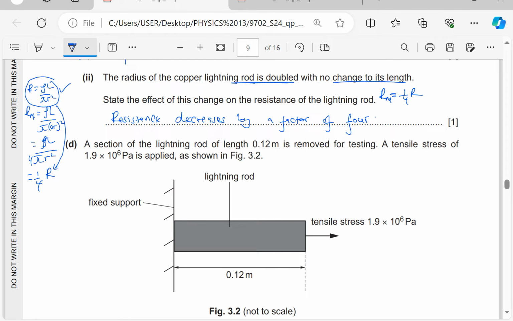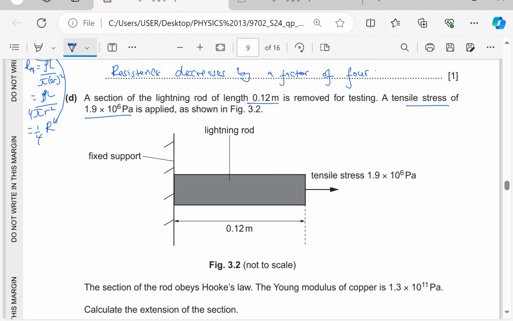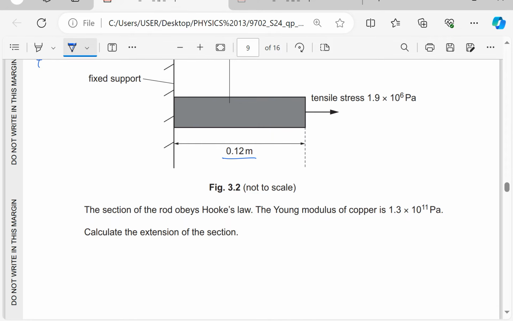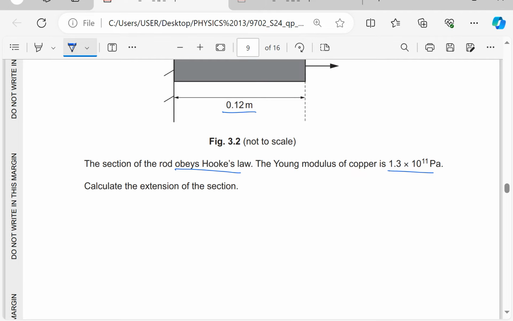Then a section of the lightning rod of length 0.12 meters is removed for testing. A tensile stress of 1.9 times 10 to the power 6 pascals is applied as shown in the figure. So the original length is 0.12 meters. The section of the rod obeys Hooke's law. So that means force is directly proportional to extension, and therefore stress is also directly proportional to strain. The Young modulus of copper is 1.3 times 10 to the power of 11 pascals. Calculate the extension of the section. Okay, so we want to find the extension.